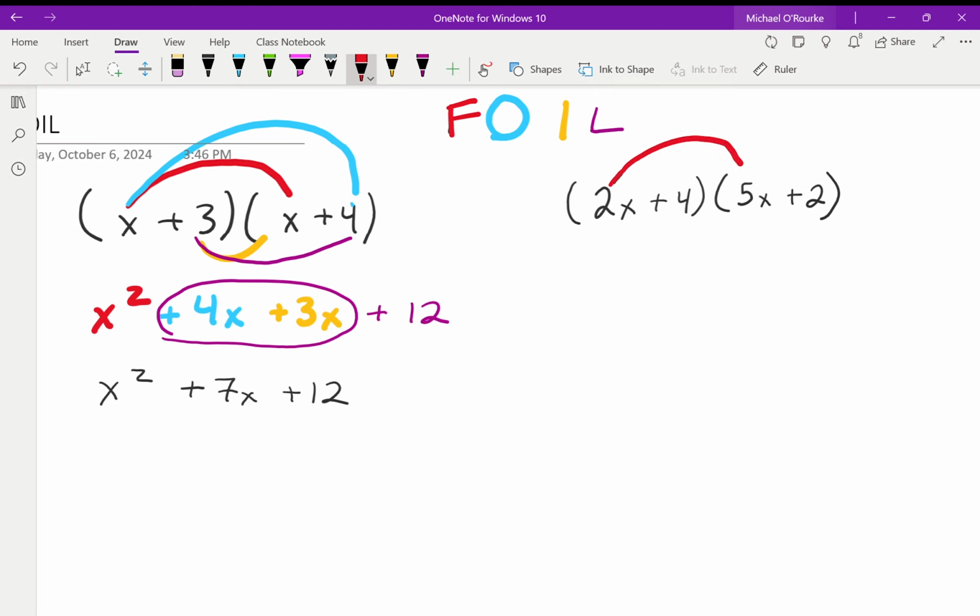So first we're going to go 2x times 5x. 2 times 5 is 10. X times x is x squared. Then we're going to do our outside, which is 2 times 2 is 4. And we only have one x, so we're going to leave that x there.